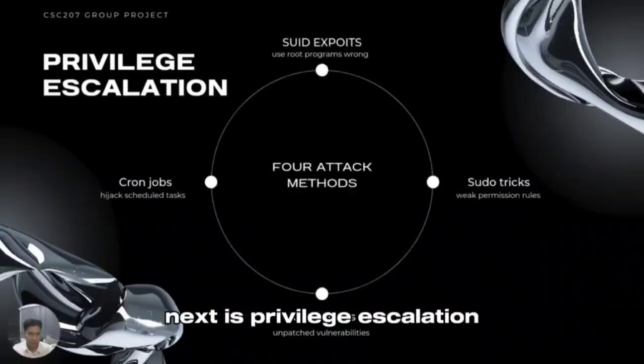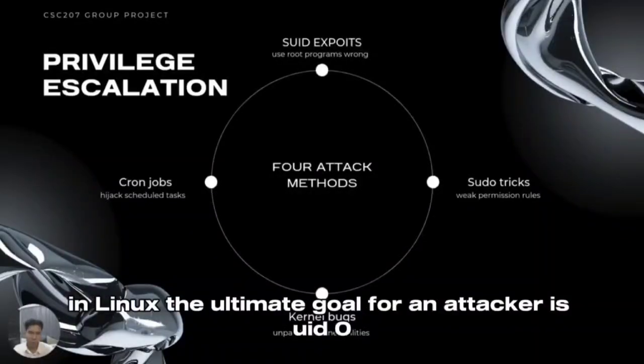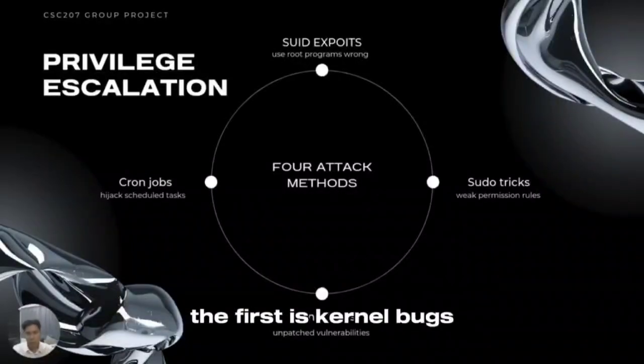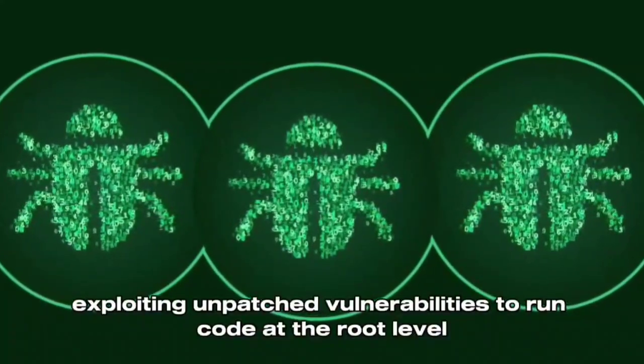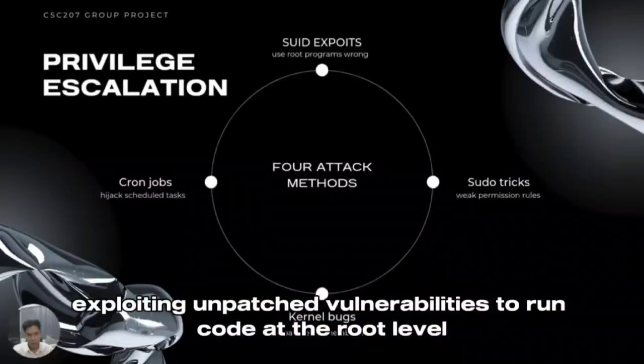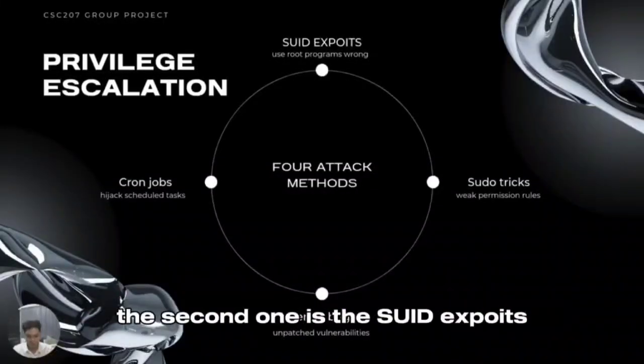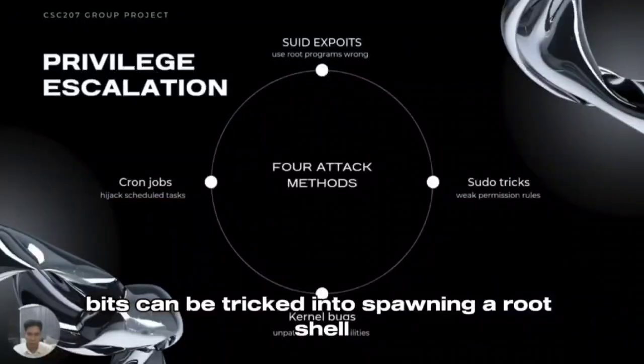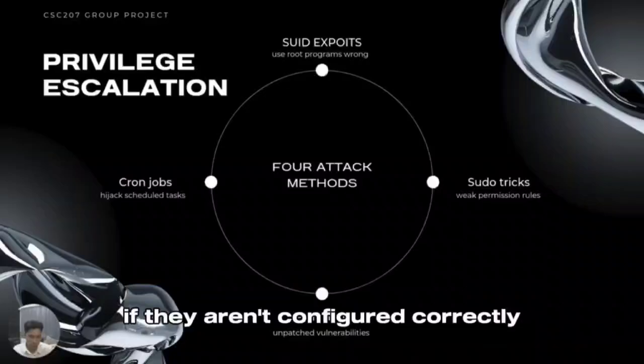Next is privilege escalation. In Linux, the ultimate goal for an attacker is UID 0, the root account. There are four primary methods used to climb that ladder. The first is kernel bugs, exploiting unpatched vulnerabilities to run code at the root level. The second is SUID exploits. Programs with set user ID bits can be tricked into spawning a root shell if they aren't configured correctly.